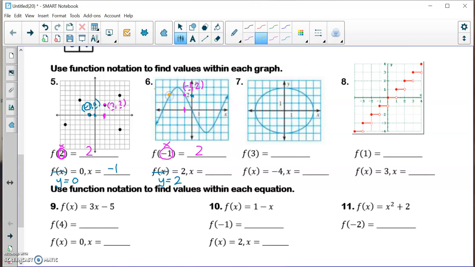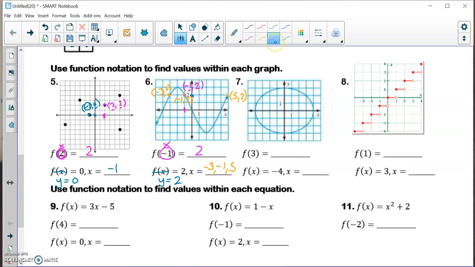There's this point, which is the ordered pair -3, 2. There's this point, which is the ordered pair -1, 2. And then there's this point over here, which is the ordered pair 5, 2. So all the x values that are associated with a y value of 2 are -3, -1, and 5. We write them all down.